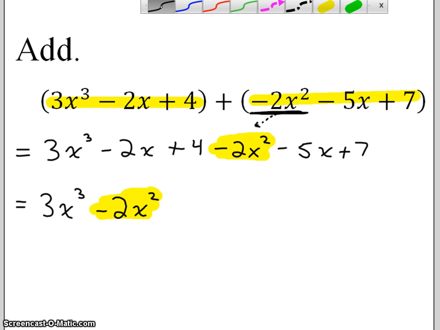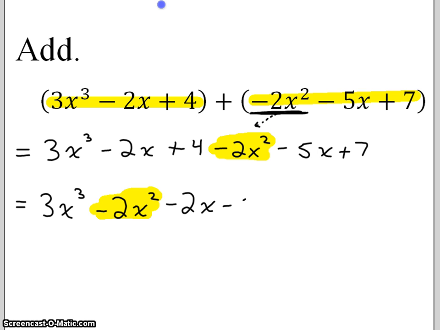Okay, next, we're looking for x to the first power. That means any term that has an x with no exponent. There's really a 1 there. You got to remember that. So I see a minus 2x, and I see a minus 5x. And now the constants, plus 4 and plus 7.